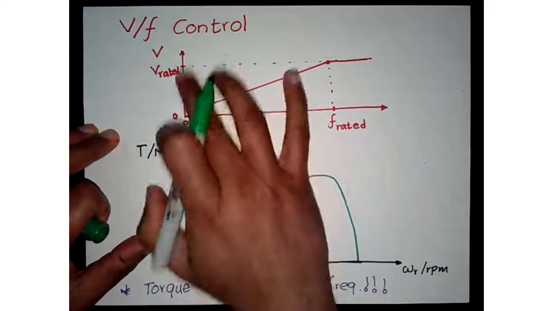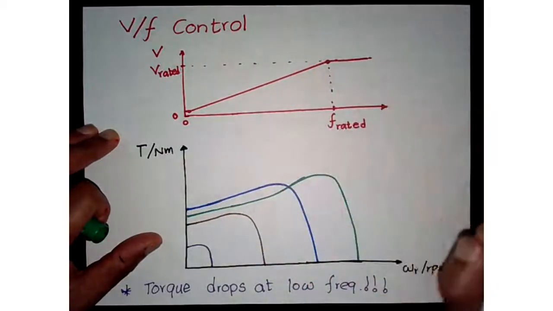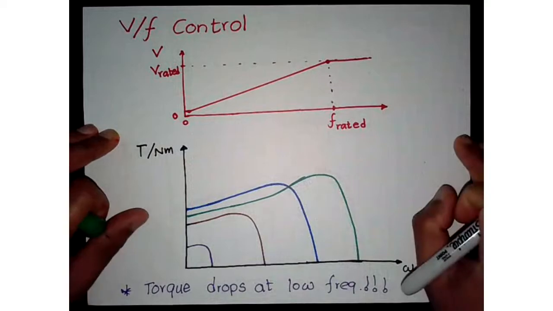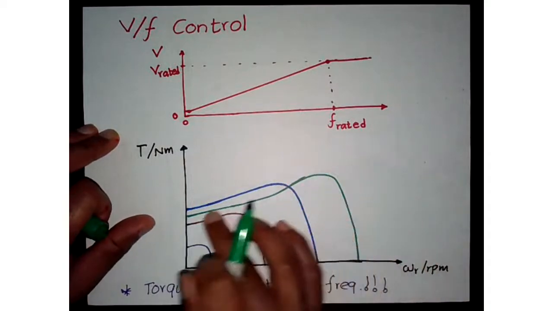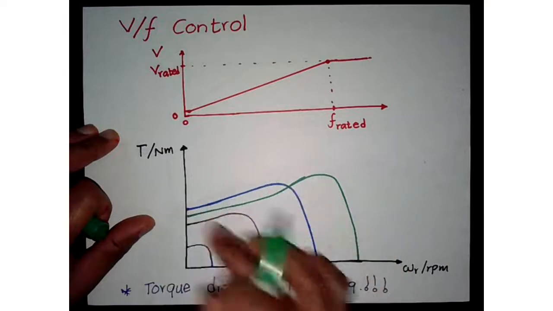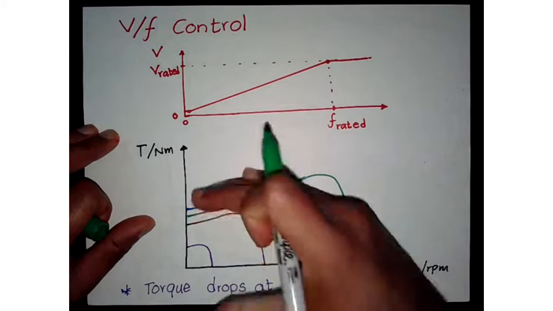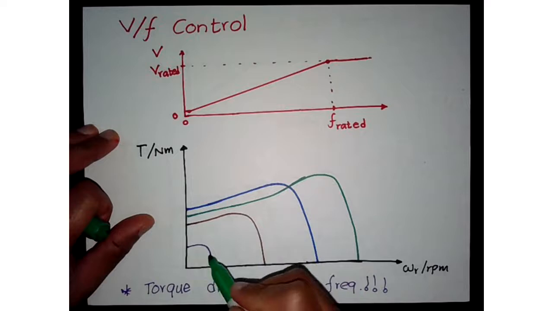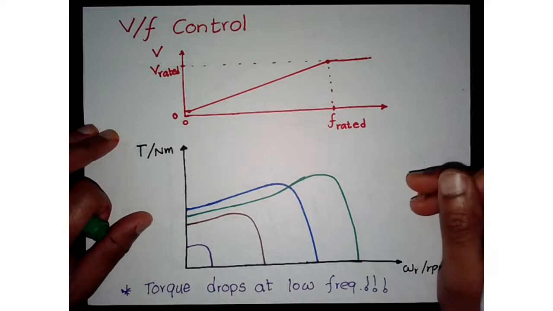Your voltage and frequency are being changed linearly, and then once they reach the rated value, they are held constant. Okay, and you can see that at different V over F values, what happens to the torque speed curve? It moves as well as shrinks. So we can use this to achieve different torque speed points based on the application.